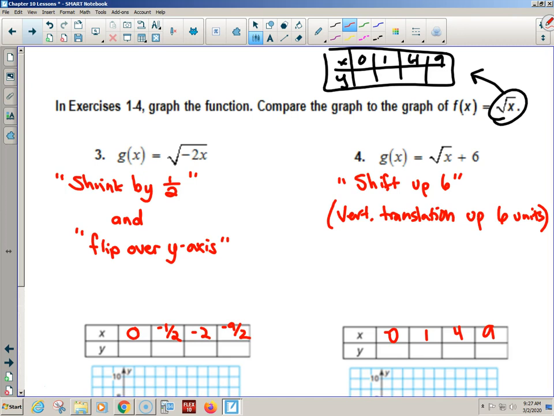And the nice thing is, you don't have to change the x's. When you go to plug in 0, plug in 1, plug in 4, plug in 9, what's going to happen? You're going to add 6 to them all. So it's just going to happen.